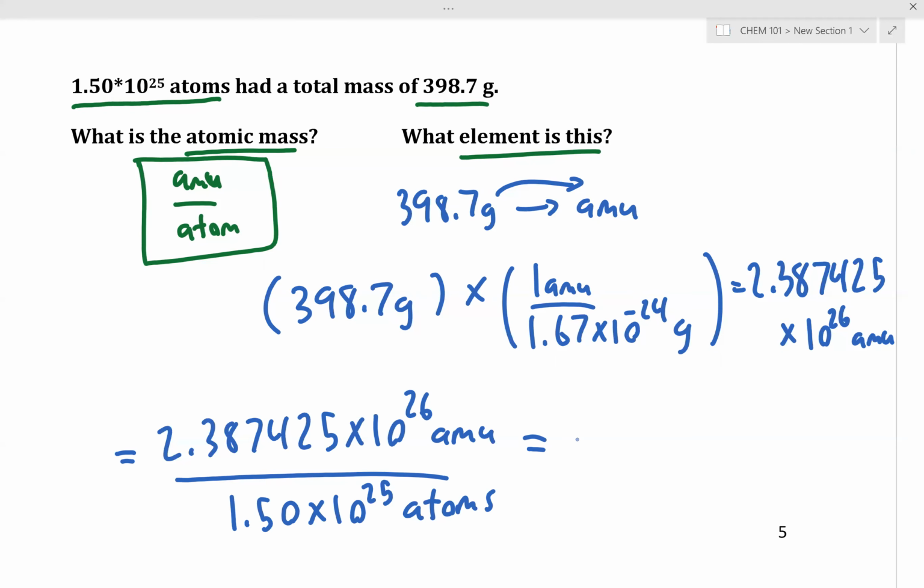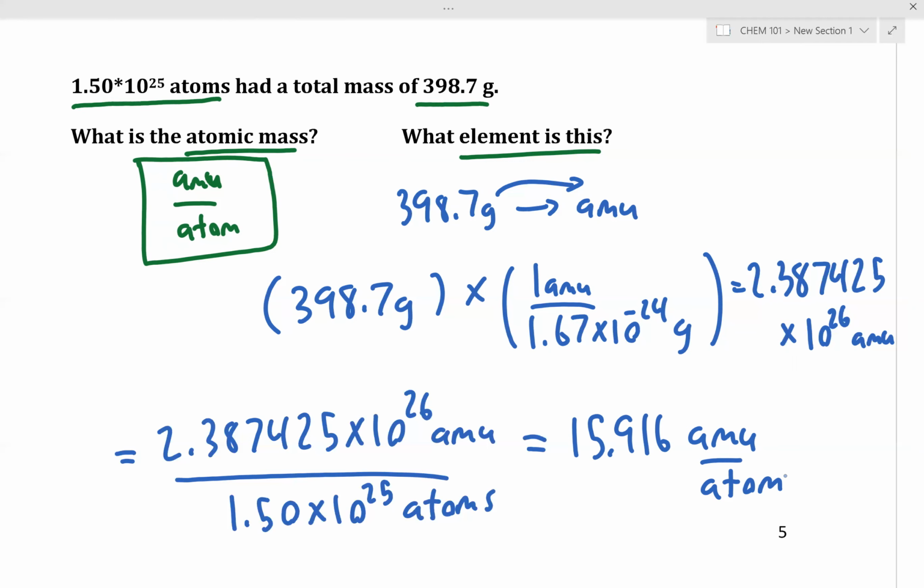Okay, so now I'm going to divide by parentheses 1.50 EE25. And that in turn gives us a reasonable number of 15.916. So let's write down our final output. So we have 15.916 AMU per atom. And now looking at our input, how many sig figs do we need to round our output to?